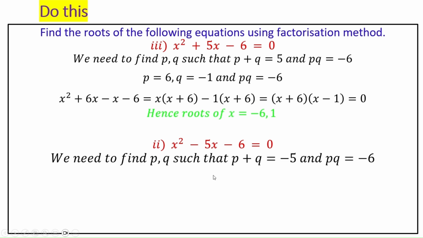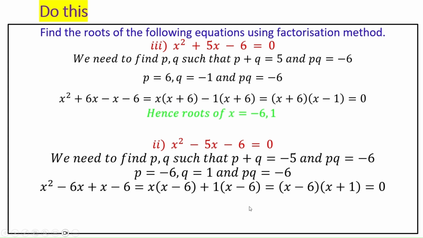Okay, so here p plus q should be minus 5 and pq should be minus 6. So p is minus 6 and q is plus 1. Okay, do it the same way, you will get x minus 6 into x plus 1 equal to 0, or roots of the equation are 6 comma minus 1. Okay, now let's check this, try this section.